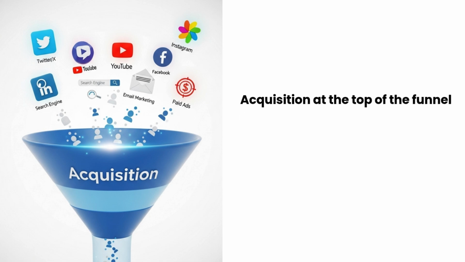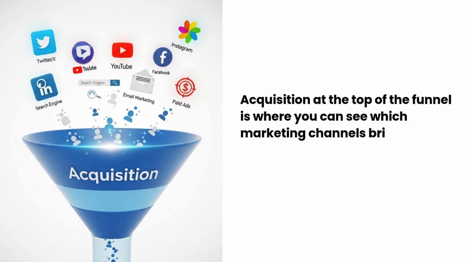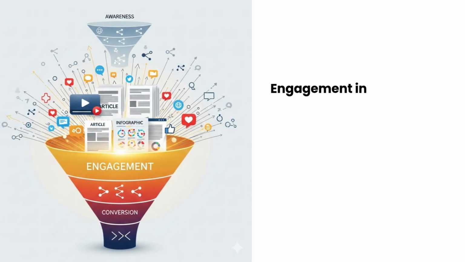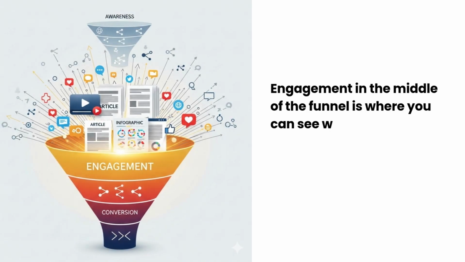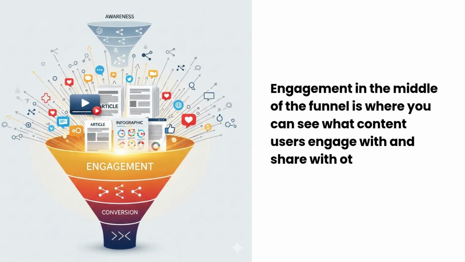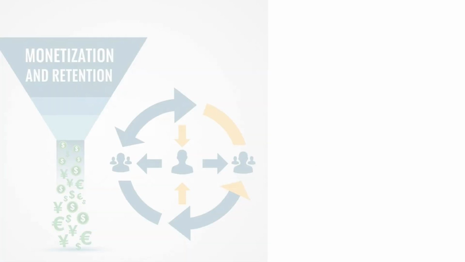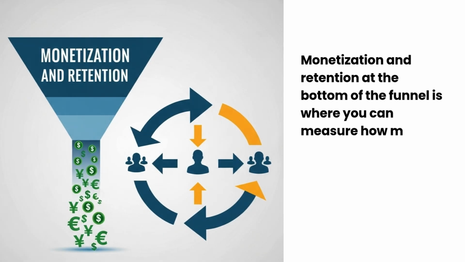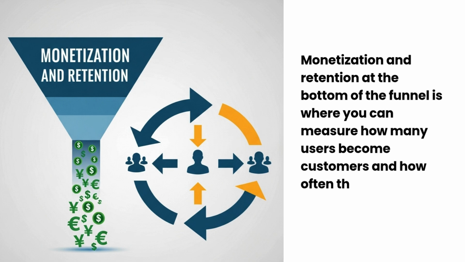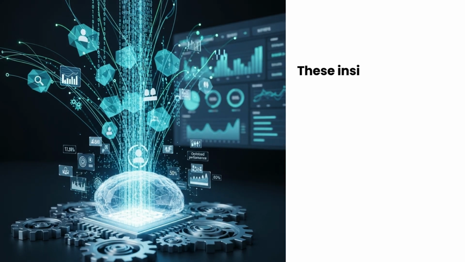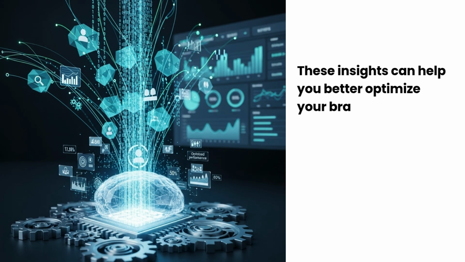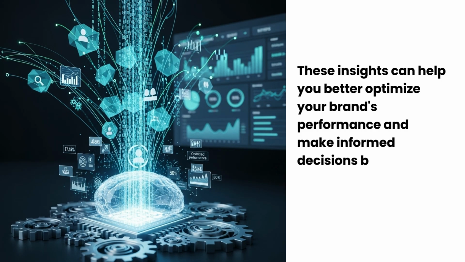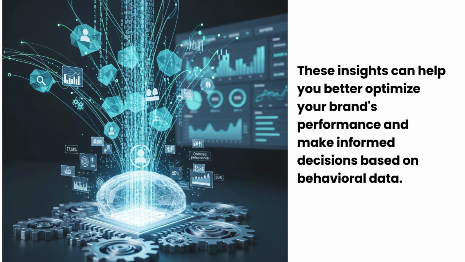Acquisition at the top of the funnel is where you can see which marketing channels bring customers to your website or app. Engagement in the middle of the funnel is where you can see what content users engage with and share with others. Monetization and retention at the bottom of the funnel is where you can measure how many users become customers and how often they return to your website or app. These insights can help you better optimize your brand's performance and make informed decisions based on behavioral data.